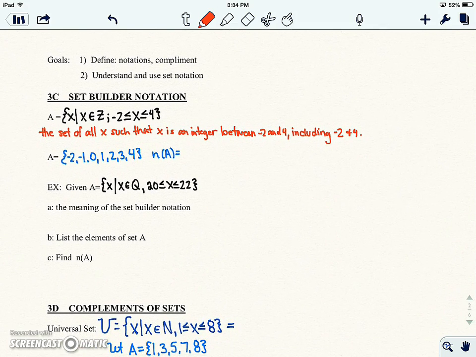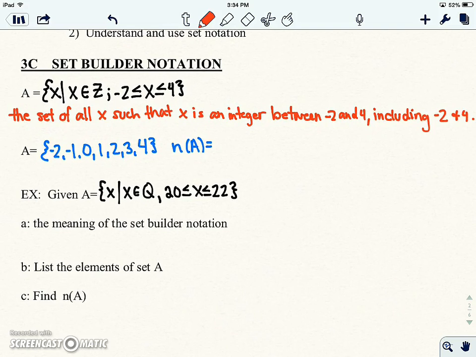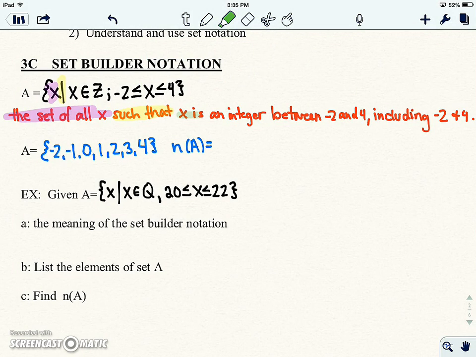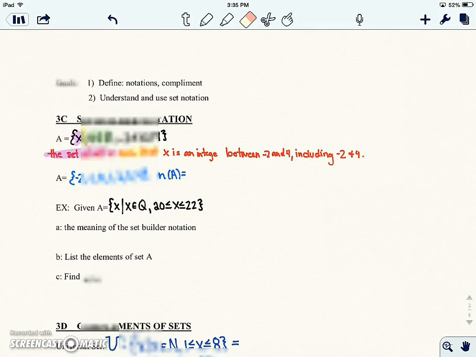So the goal for the next section, section 3C, is to know set-builder notation and complements and to understand and use set notation. First off, we have some set A, and the way you read it is: the set of all x, such that x is an integer between -2 and 4. So x is an integer, and I should erase the screen.